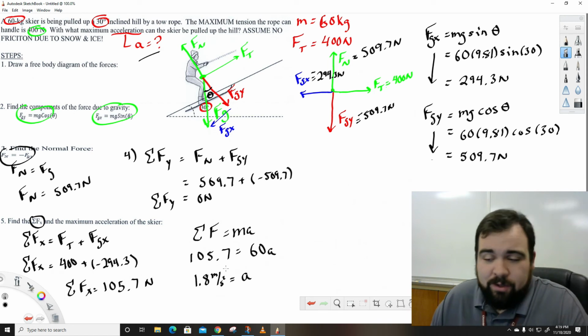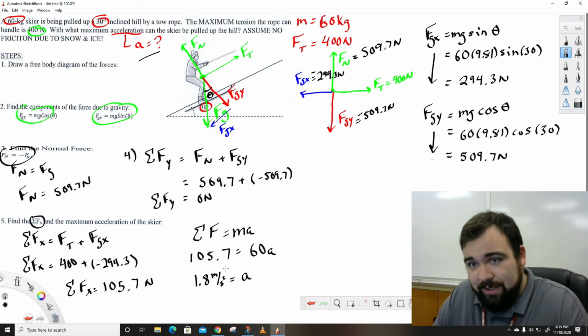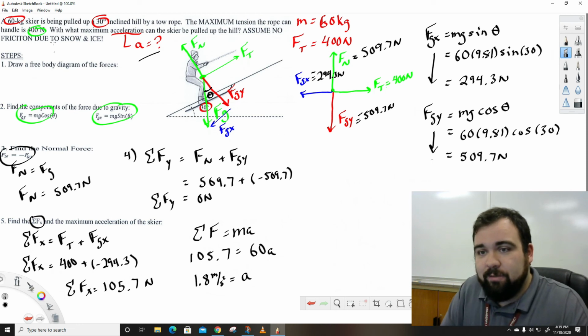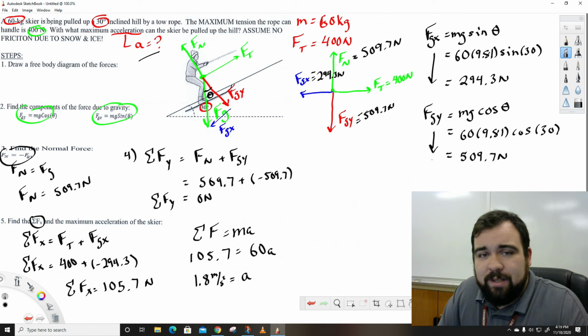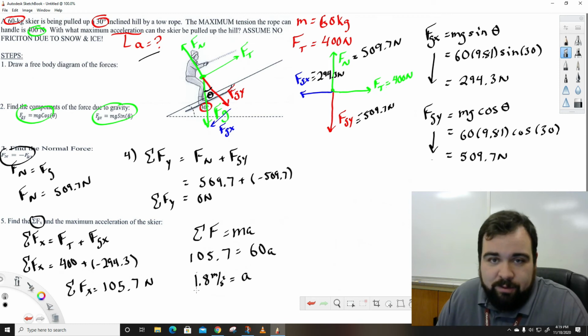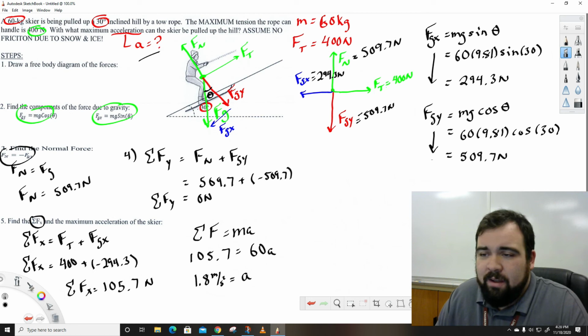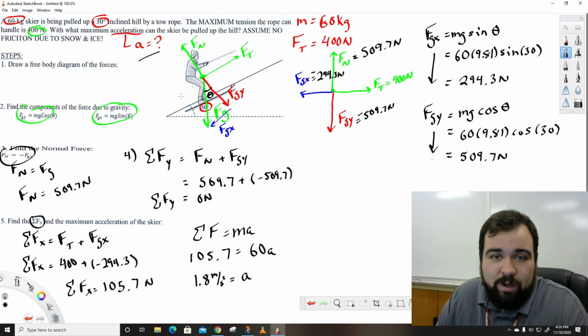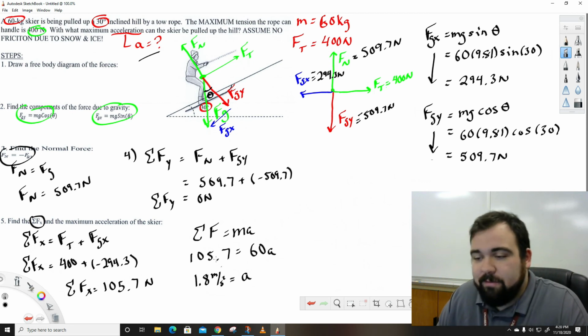That is the maximum acceleration that can be achieved by the skier up the slope, given that the maximum tension on the rope is 400. So if this maximum tension were less than that, that would yield a lower sigma Fx, or net force in the x direction, which would yield a smaller acceleration. Another thing that would cause issues here is if this slope increased, right? This slope would be increased, the FGX value would increase as well, which would mean that this component here would go up, which would decrease the net force, which would decrease the acceleration.